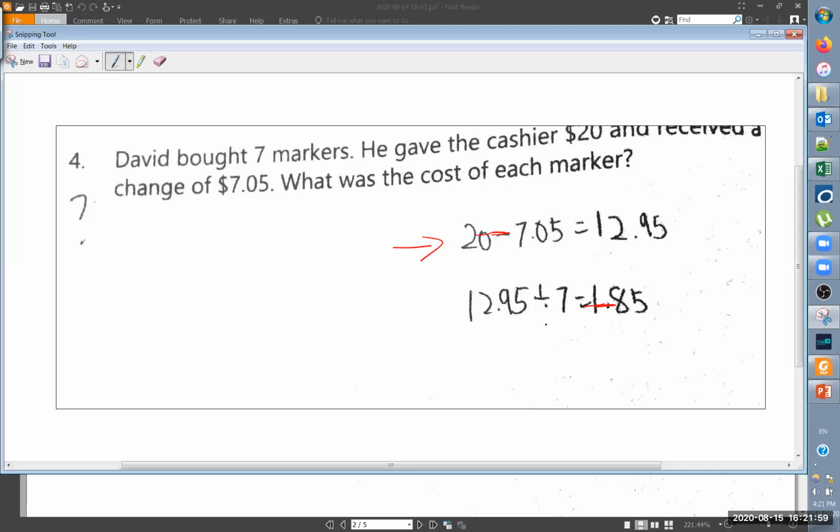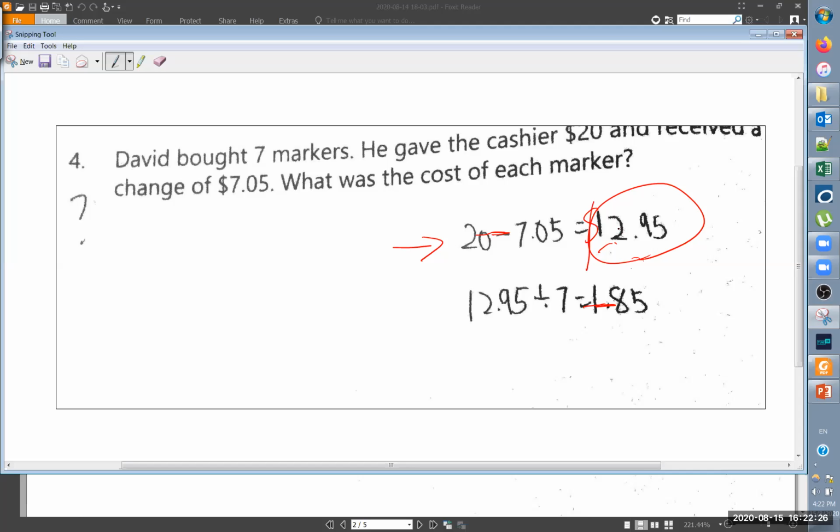Why do you minus? He gave the cashier $20, and then he received the change of 7. So basically you want to know how much is used. So this is used. By the way, what is missing? Unit. Is the dollar sign in front or at the back? In front. Okay, good. So you put the dollar sign in front.